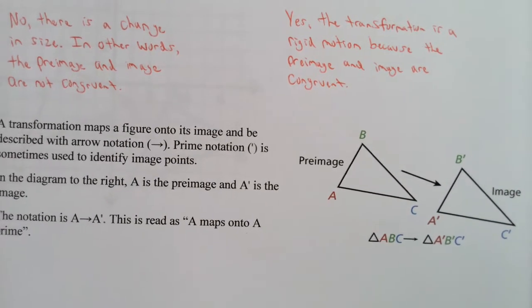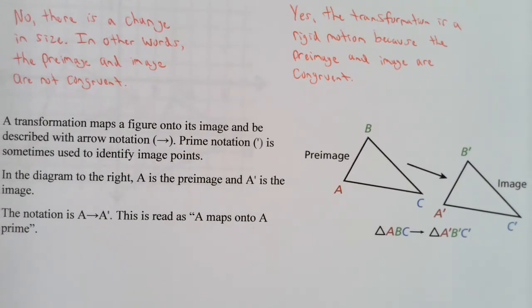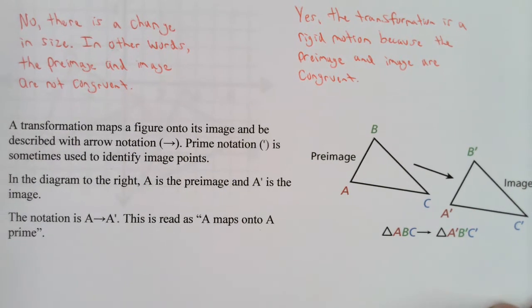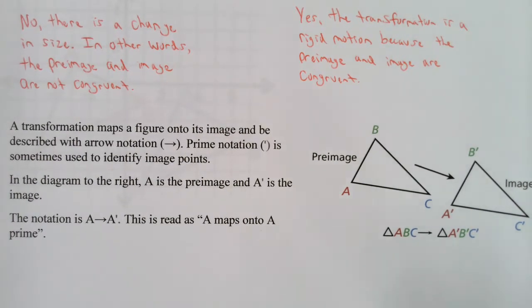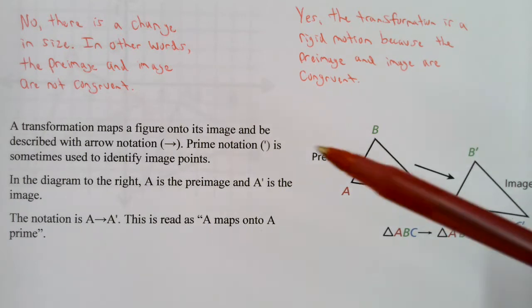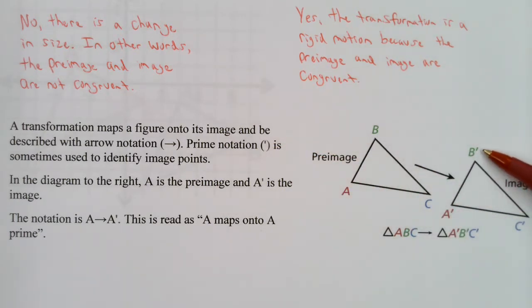Here's this next thing. A transformation maps a figure, the preimage, onto its image, and it can be described with arrow notation. Prime notation is sometimes used to identify image points. So that's the prime symbol. The figure that has the prime symbols indicates the image. So this is A, B, C, that's the preimage. You have A prime, B prime, C prime, that's called the image. So the figure with the prime symbols is the image.